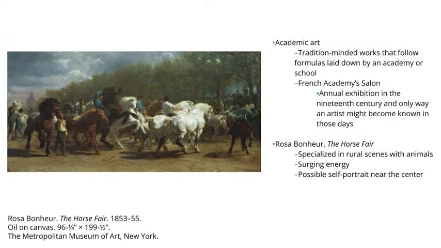Now, still in realism, let's talk a bit about academic art. Academic art is tradition-minded works that follow formulas laid down by an academy or a school. So different schools would have different ways of teaching people to paint. For example, the French Academy, and one thing that the French Academy was especially known for was their salon, or their salons, because there were multiple of them.